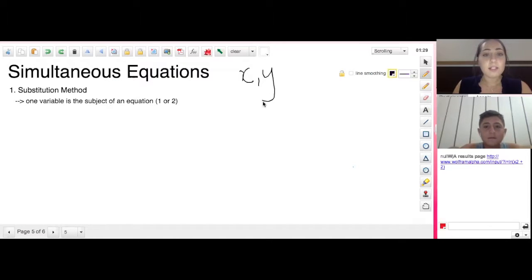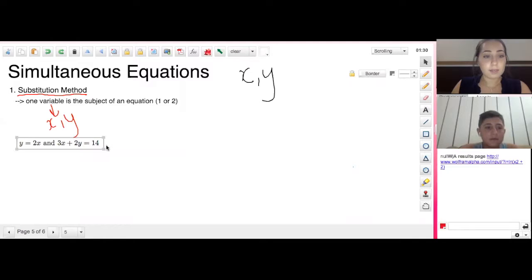Okay. So there are two ways in which to solve a simultaneous equation. The first method is called the substitution method, and that's the first method that we're going to look at today. The main idea with the substitution method is to ensure that for one of your equations, either equation 1 or 2, your variable, which can be x or y, is the subject of that equation. So we'll look at the first example.